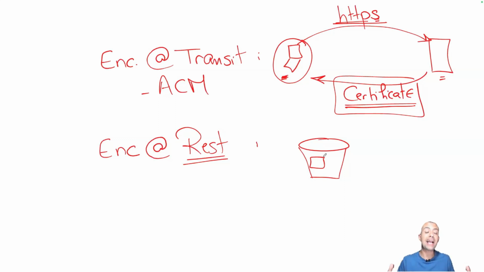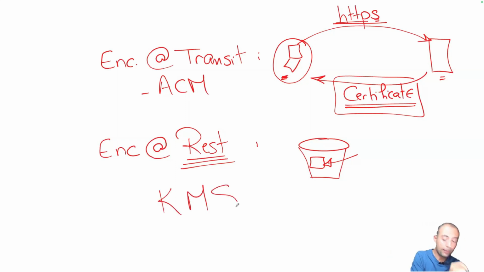Because if my account got compromised for any reason, everyone can now access this object and the information. That's why I also want to encrypt the data even if the data is not moving and is at rest. And in order for me to have encryption at rest, the service that can create these encryption keys to help me encrypt at rest is called KMS, Key Management Service.